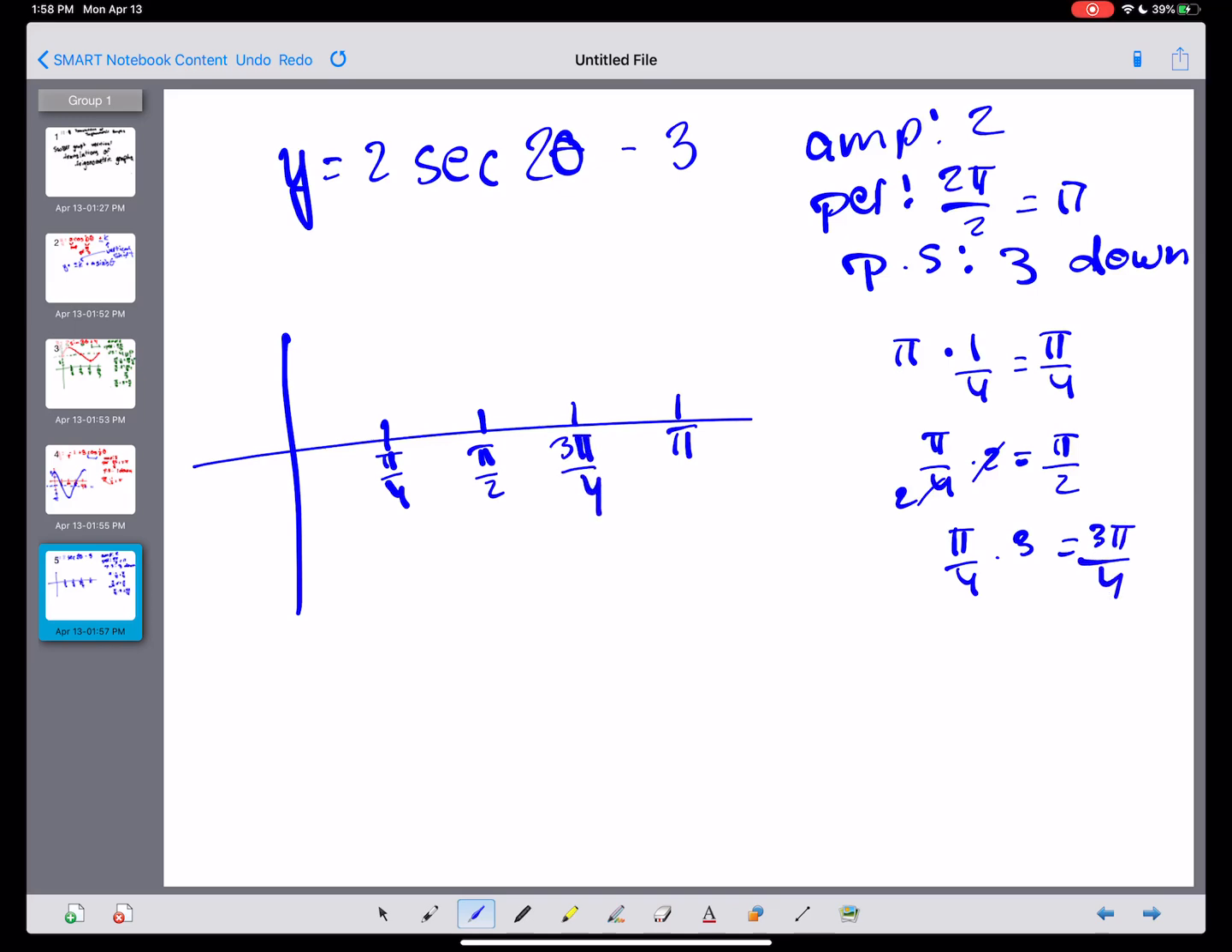Okay, from here, my vertical shift is -3, so 1, 2, 3. I'm going to draw a midline there. Now from there, my amplitude is 2, so I'm going to go up 2, so it's at -1. Go down 2, which is at -5. So I know I'm between -1 and -5. Secant, like I said, is really cosine, so I'm going to graph out a cosine. It starts high, middle, low, middle, high.